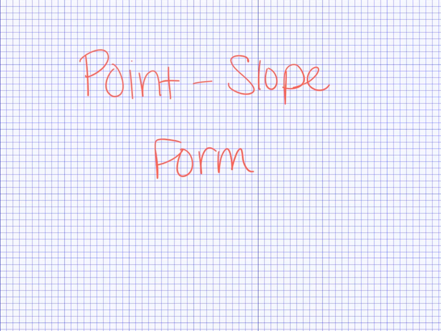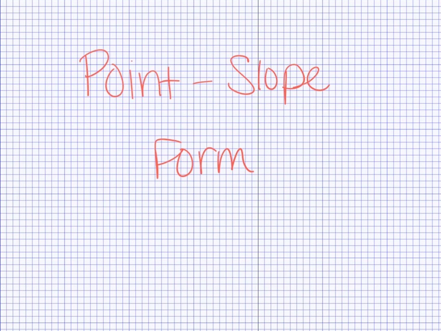Alright, in this video we're going to be looking at our final way that we're going to be writing equations of lines. And we've talked about two different kinds of forms so far. The first form we talked about was slope-intercept form. And then we talked about standard form, and we will review those two here in just a second. But what our lesson today is going to focus on is called point-slope form.